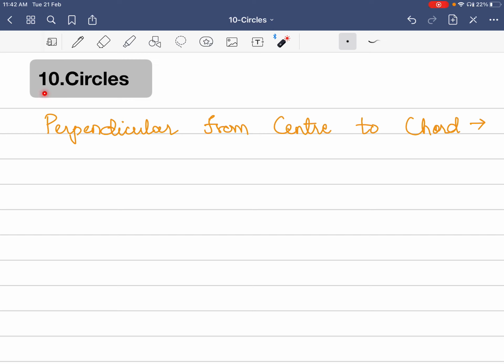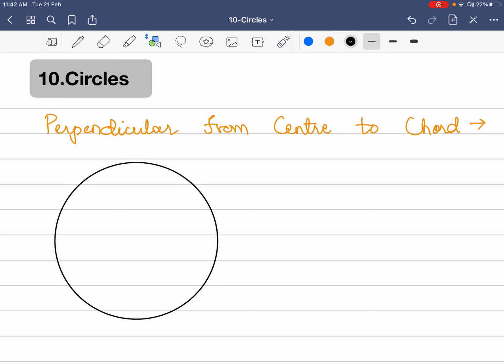So in this video of chapter number 10, Circles, we're going to see an interesting concept, and that is called perpendicular from the center to chord. Okay, so what we're going to do is we're going to draw a circle first of all. So let's say this is our circle. Then we need a center and we need a chord.